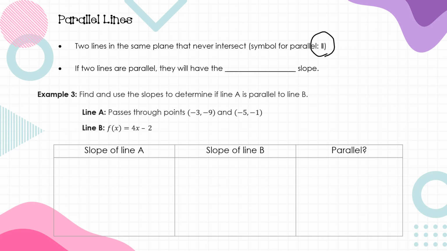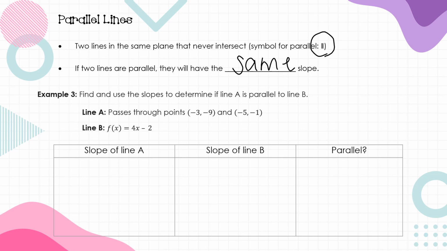If two lines are parallel, then they will have the same slope. They will be going in the same direction, rise over run, and they will never ever intersect each other. So that piece of information is going to be helpful. If I know the slope of one line, then I know the slope of the line parallel to it because it will always have the same slope.